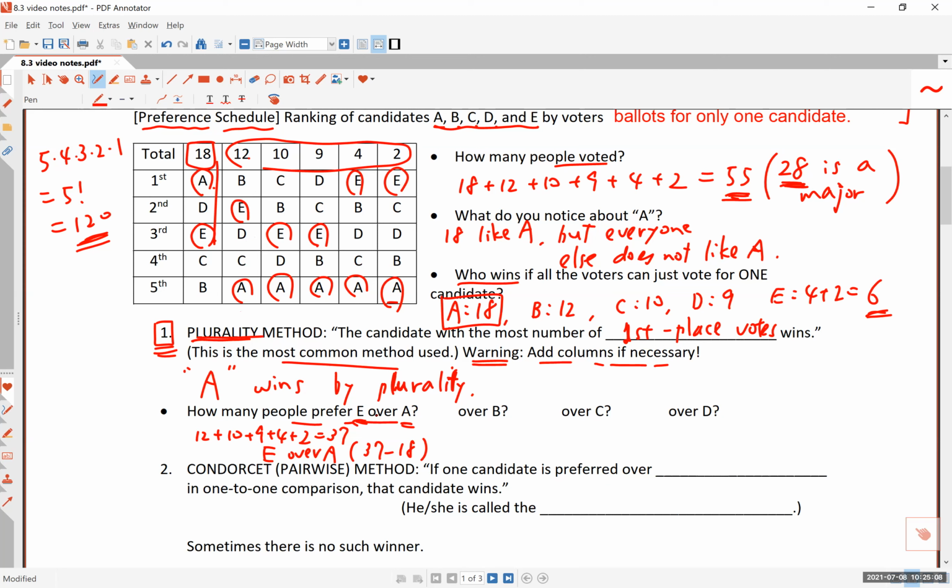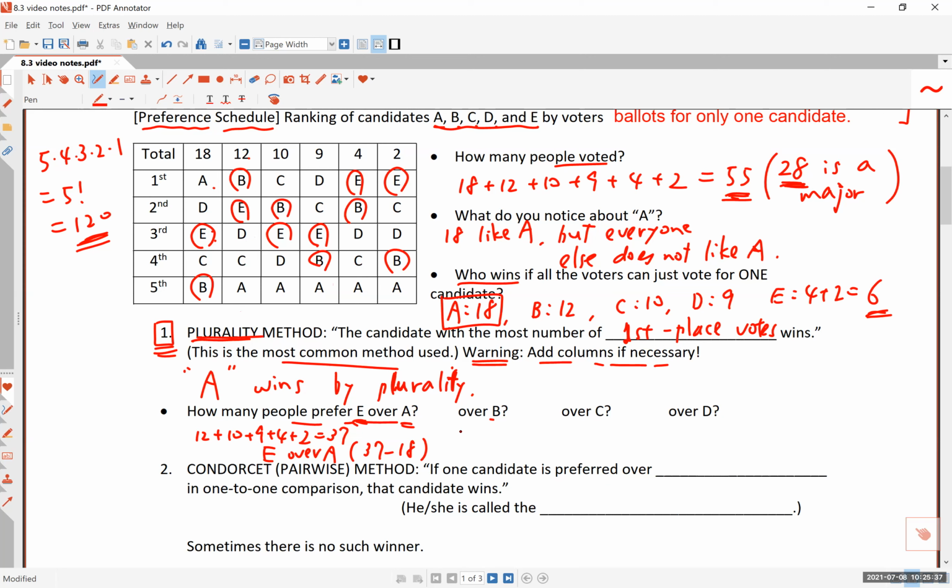Okay, how about E and B? This time I'm going to erase all my markings on A, and now I'm going to see who wins between E and B. This is another pairwise comparison, E and B. So highlighting B here and E. Okay, so it looks like, let's see, this is a little more complicated, right?